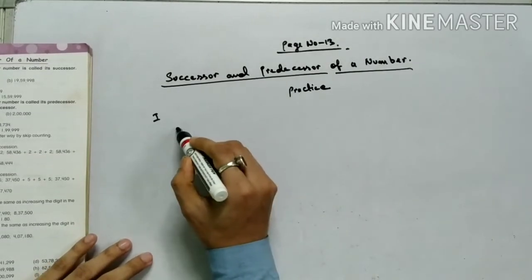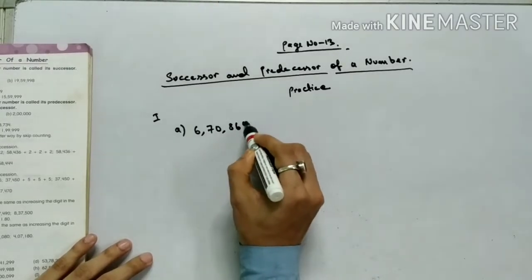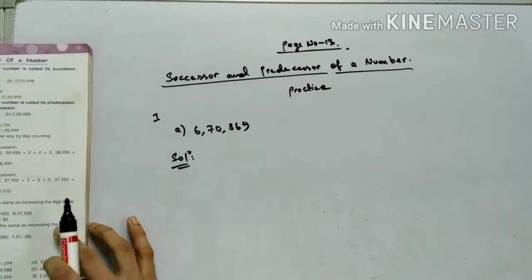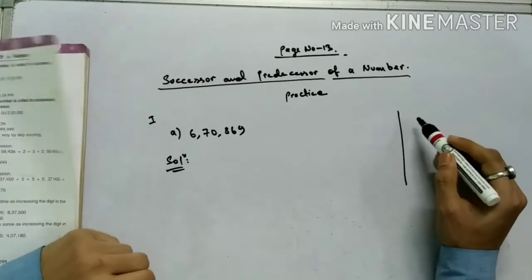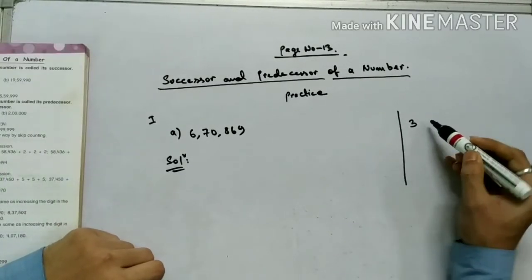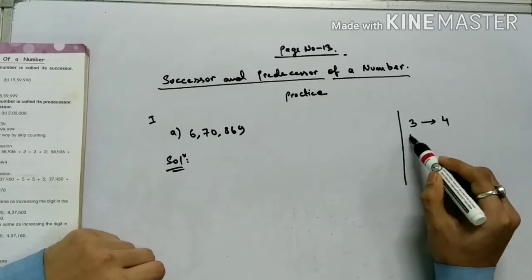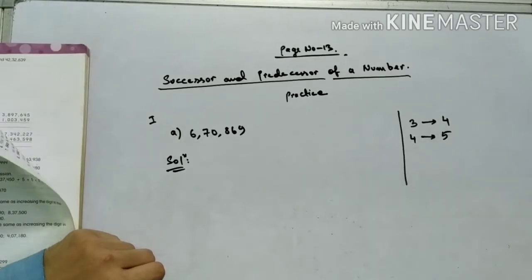Write the successor of. First question 6. Write the successor of. Okay. So successor means, you see, if I say what is the successor of 3? The successor of 3 is 4. What is the successor of 4? Successor of 4 is 5.